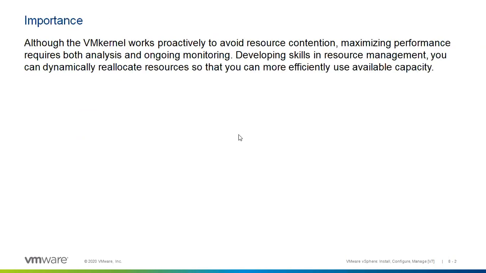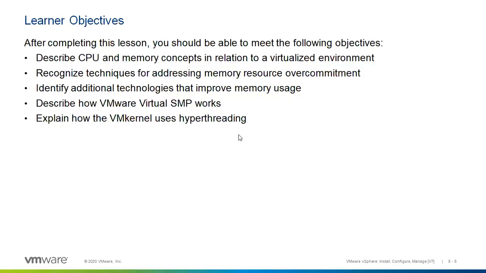When we say virtual CPU and memory concepts, we have to understand how the CPU is rationalized and how it is shared to the virtual machines from different hosts, and what layers come in between. Recognize the technology of memory reclamation, identify additional technology that will improve memory usage, and describe how virtual SMP, symmetric multiprocessing, works, when one CPU can be shared among multiple machines. Explain the VMkernel using hyperthreading as well.